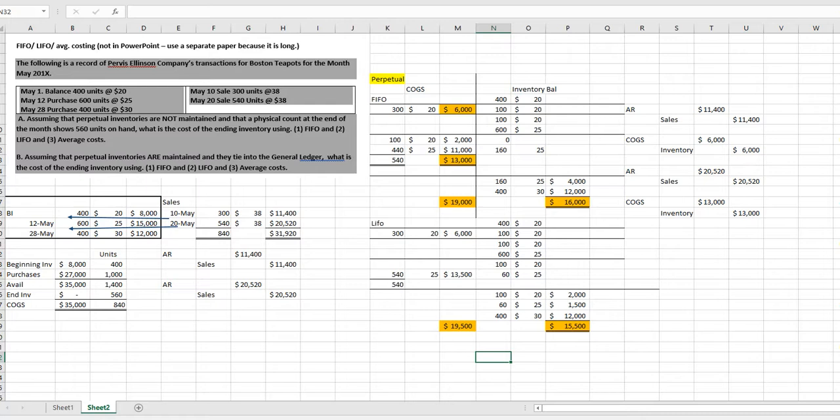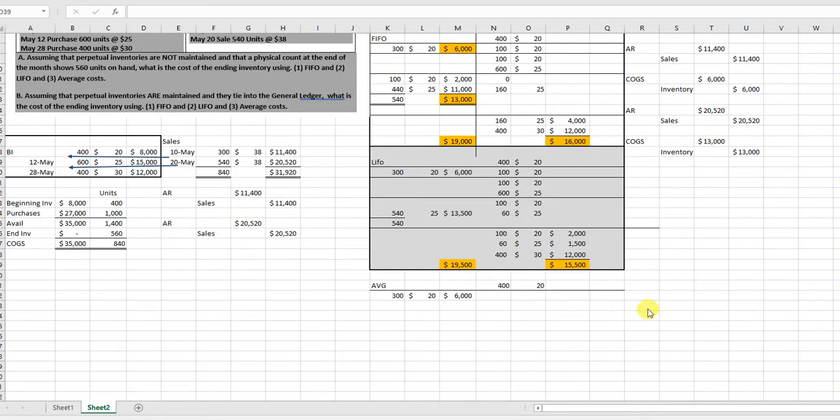Now I'm going to do average. Okay, so on average we start off the same way. We had 400 at $20 and we sold 300 of those, so there's only 1 layer, so the average price is 20. Now I have 100 left at 20. Okay, and then the next thing I did, just like the other methods, was I have my 100 at 20. And then I purchased an additional 600 at 25.